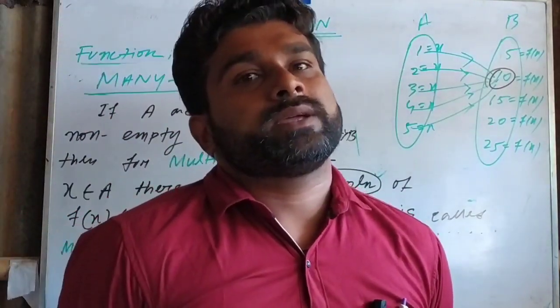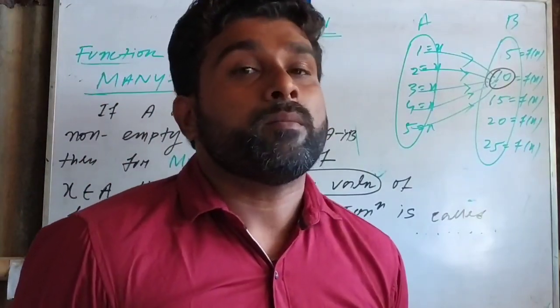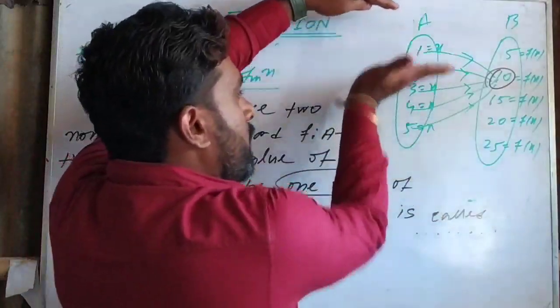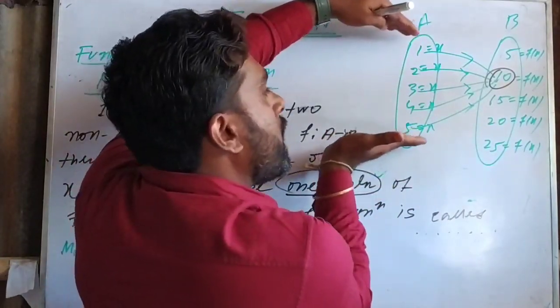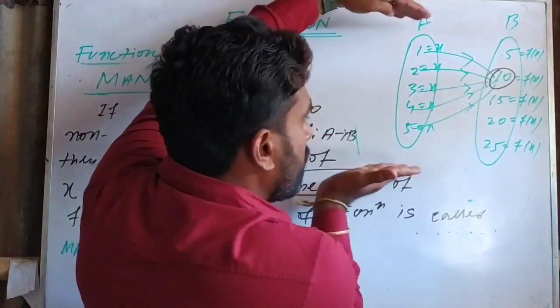Now you will say, sir, this type of function is what? This type of function is called a many-one function. Okay, many values you are choosing as the input, but the output is 1. So there is many-one.